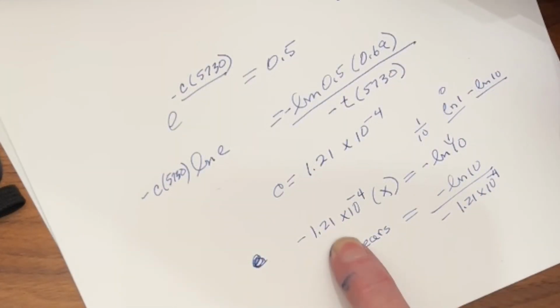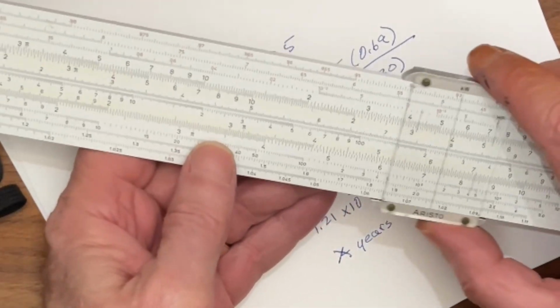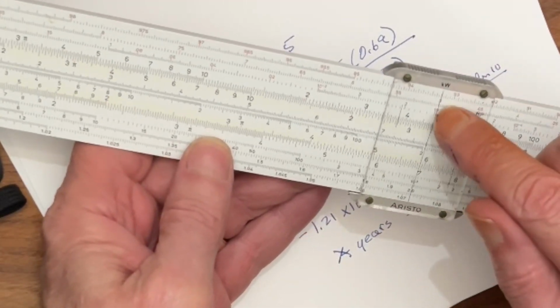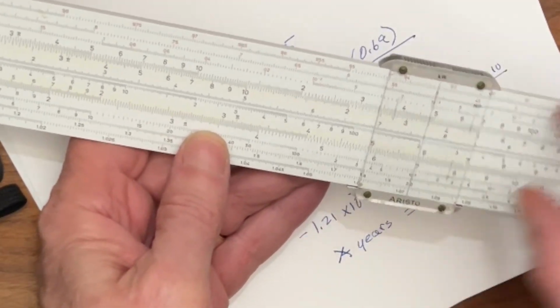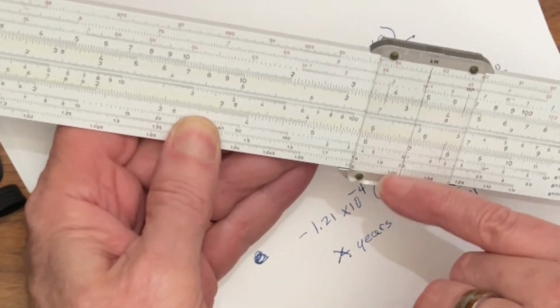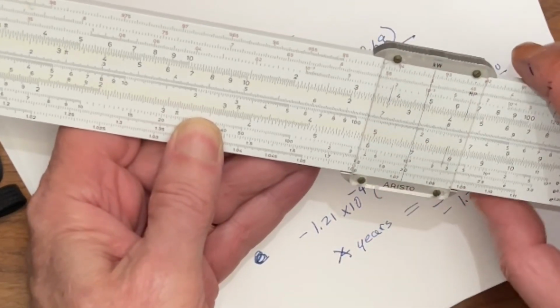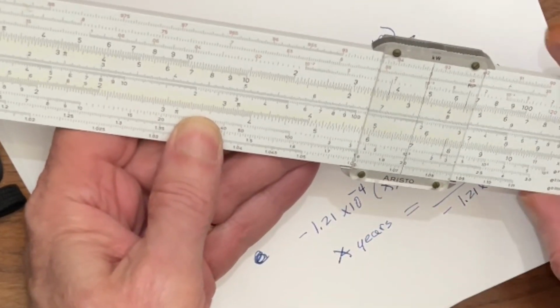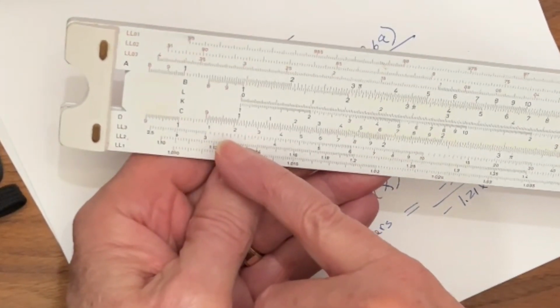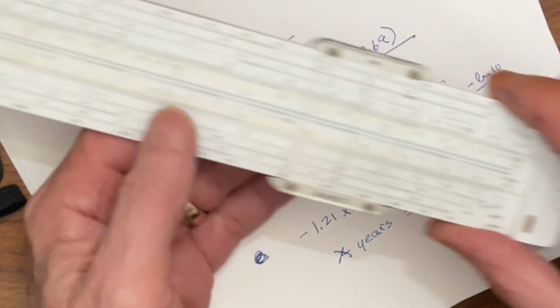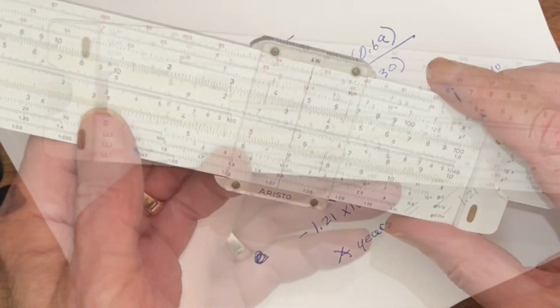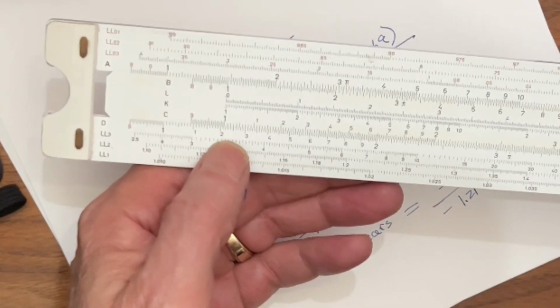What about this 1.21 times 10 to the negative fourth? Where's that? Remember, all we had to do was put the 0.5 on LL2 directly over the half-life of carbon-14, which is 5,730 years. Well, where did we end up over here? There's the 1.21 right there. We already set that up when we set up the original proportion. It just kind of fell out of the slide rule right there.